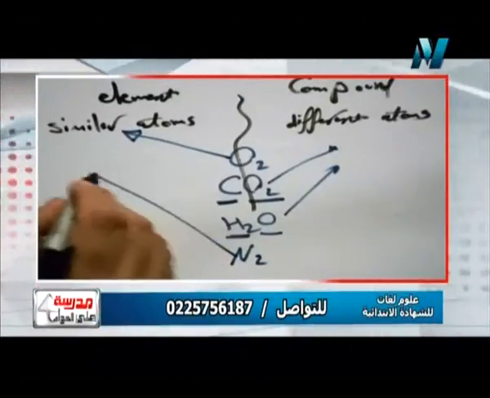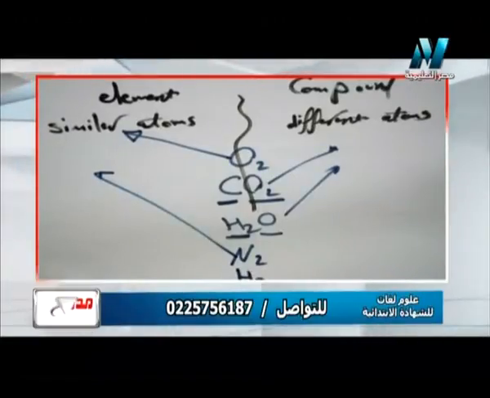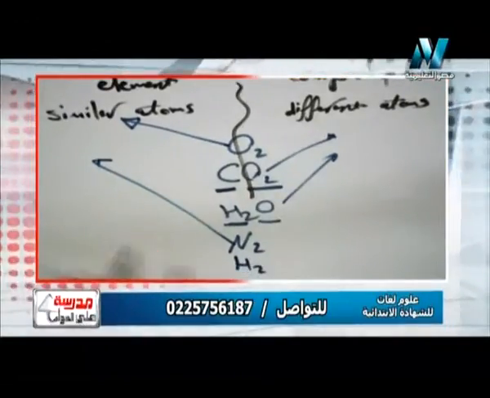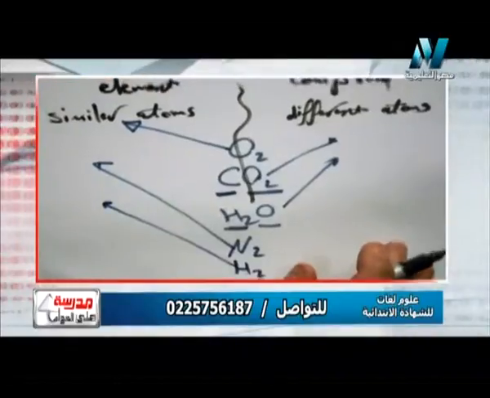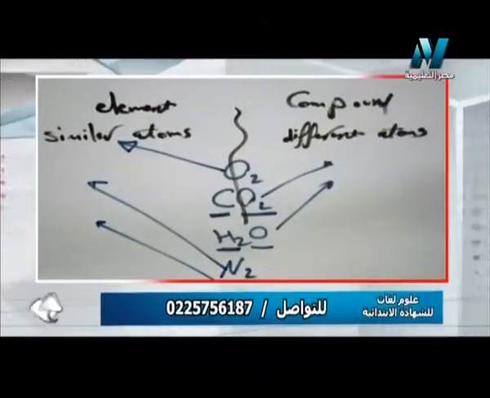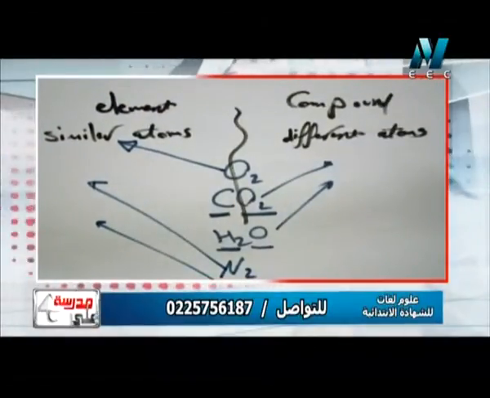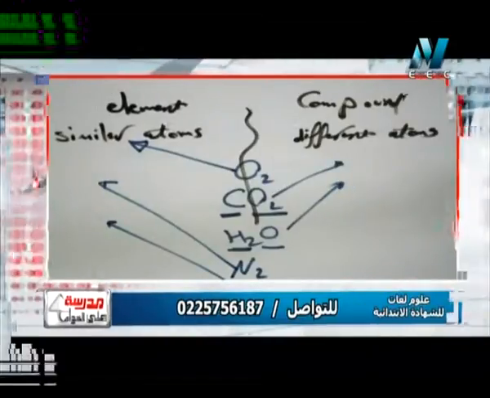What about hydrogen? H2. Two atoms of hydrogen. Again, it will be an element. So we can differentiate between element and compound as follows: element consists of similar atoms, but compound consists of different atoms.